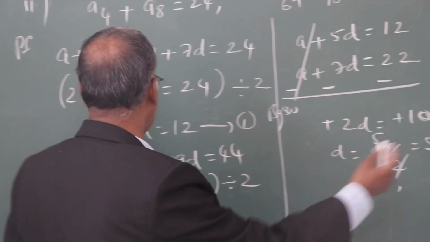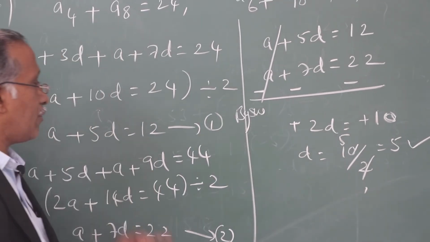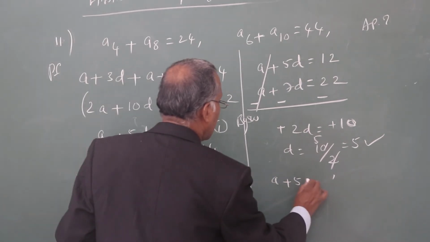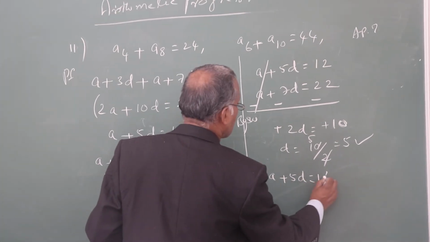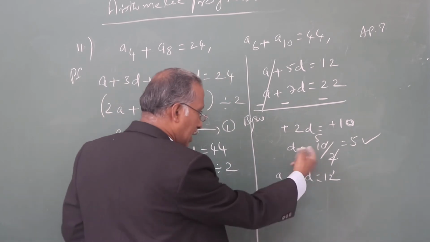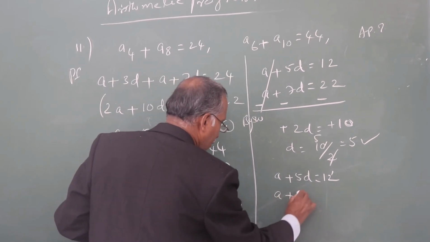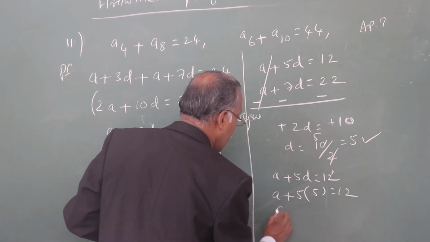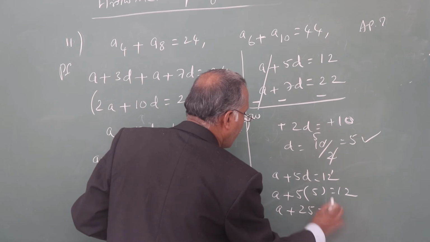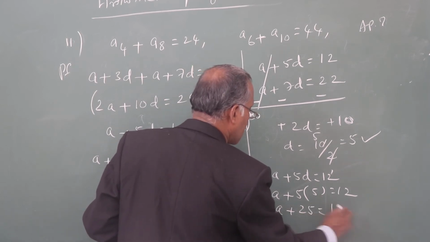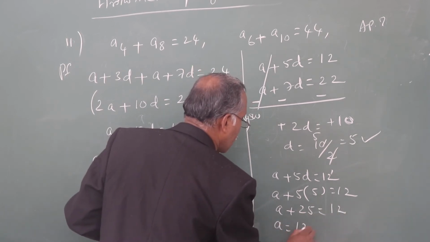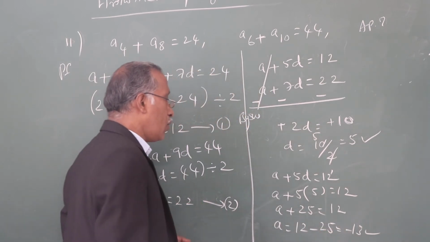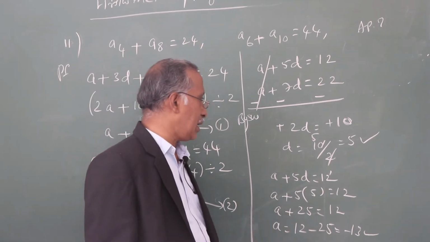Let us find out a by substituting this value in any one of these two equations now. A plus 5d is equal to 12. A as it is, 5 into d, which is 5, is equal to 12. A plus 5 fives are 25, which is equal to 12. A is equal to 12 minus 25, which is equal to minus 13. Now the first term is minus 13.